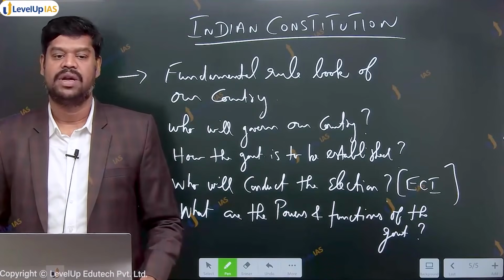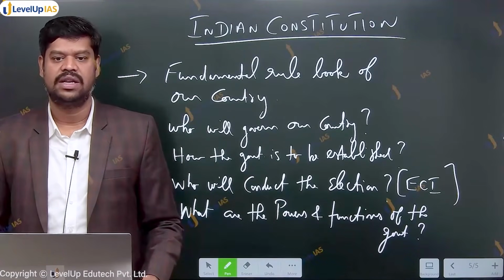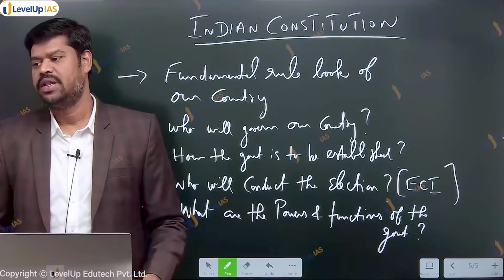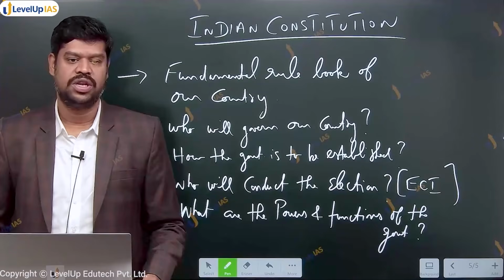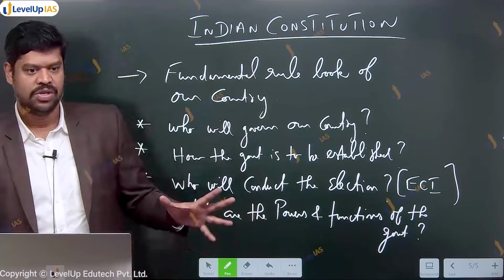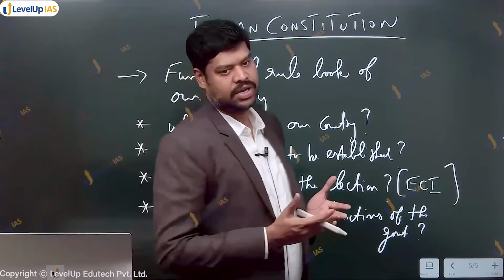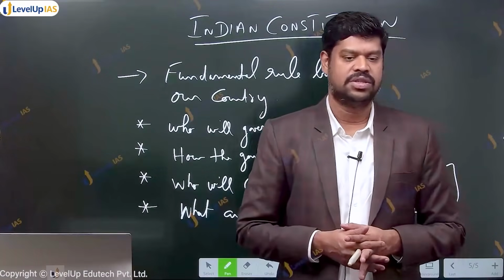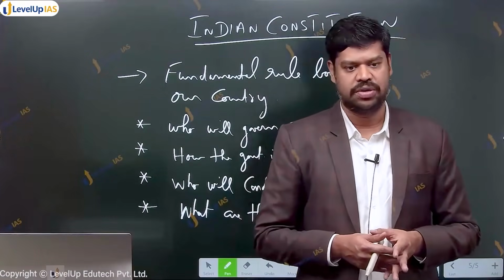The parliament, have you heard of the word parliament? The parliament and the state legislature are called the legislature. They are the legislative body. And then you have the judiciary, nothing but the courts. So in addition to the executive, that is the government, there are other organs in our country, the legislature as well as the judiciary.